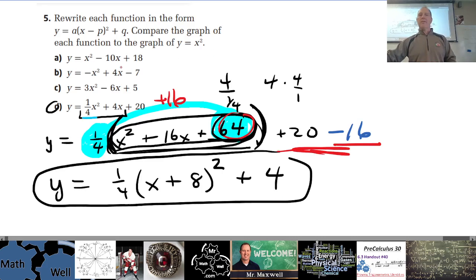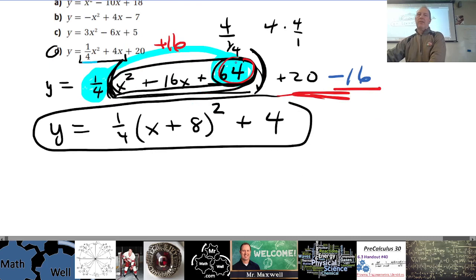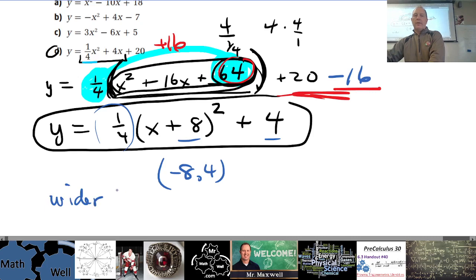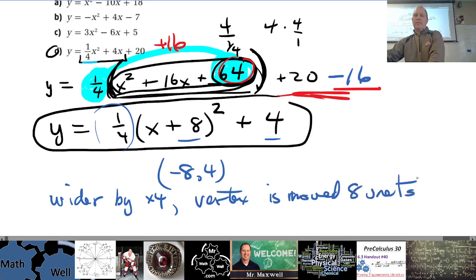Now when it says compare the graph to the function y equals x squared, that comparison would be the vertex is here at (-8, 4), right? And then this is the width of the opening. This 1/4 means that it's wider, right? So you would say that it's wider by a factor of 4, really. And the vertex is moved 8 units left and 4 units up.